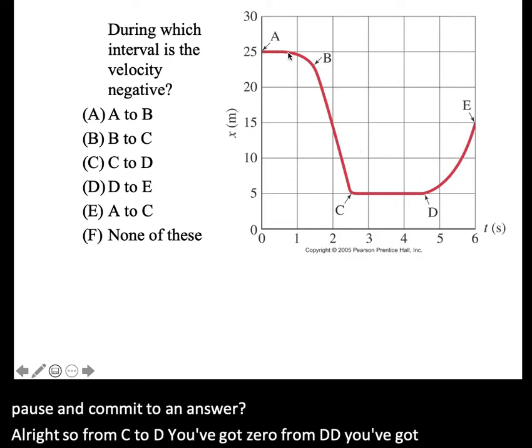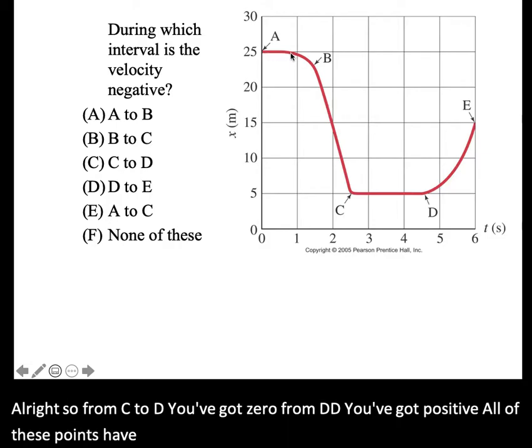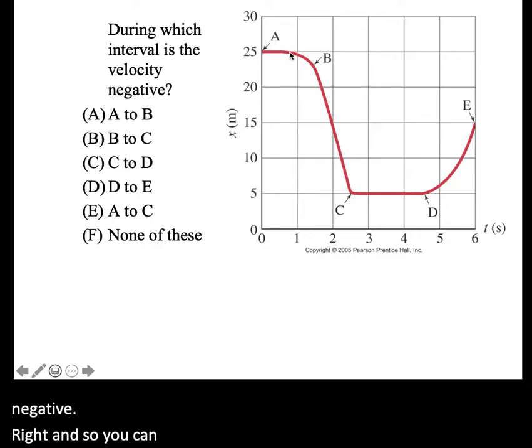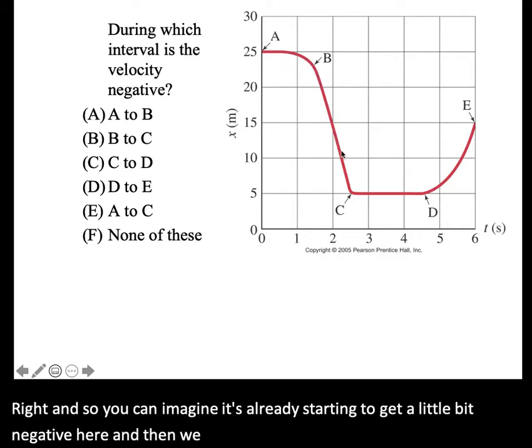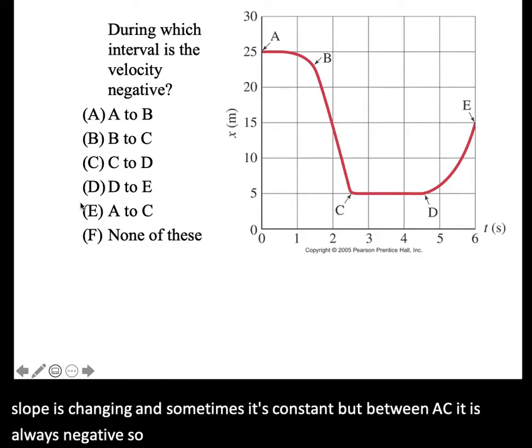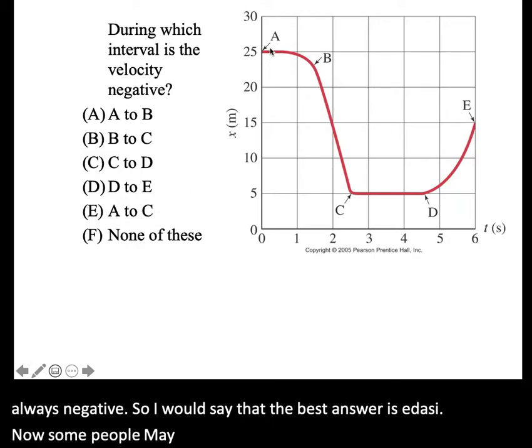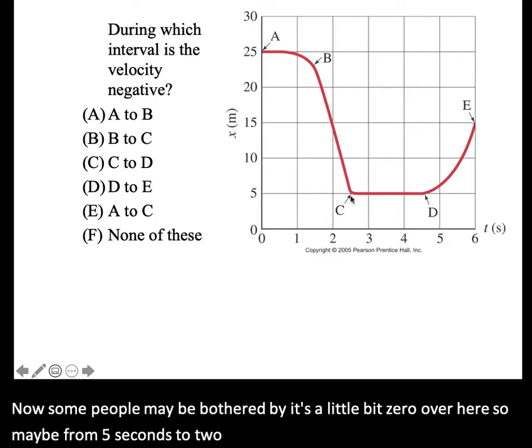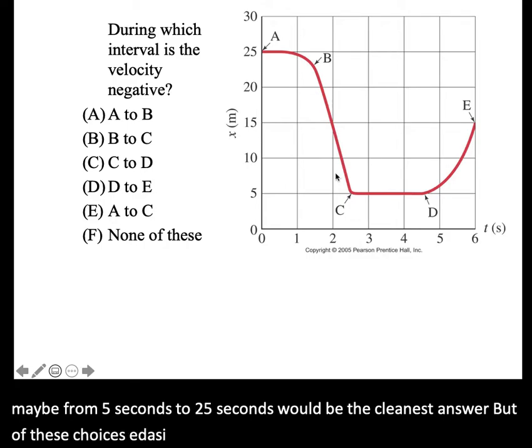A starts off 0 and then quickly becomes negative, right? And so you can imagine it's already starting to get a little bit negative here. And then we have negative slopes all the way. Now the slope is changing, and sometimes it's constant, but between A and C, it is always negative. So I would say that the best answer is A to C. Some people may be bothered by it being a little bit 0 over here. So maybe from 0.5 seconds to 2.5 seconds would be the cleanest answer. But of these choices, A to C is the one that I would choose.